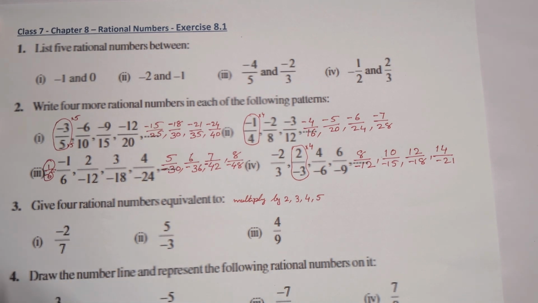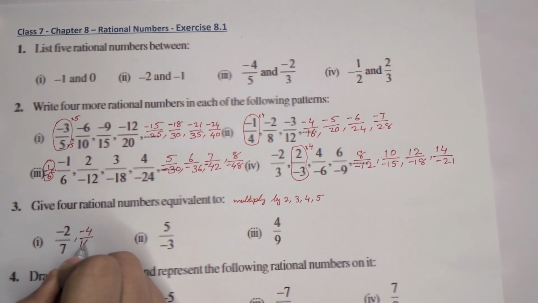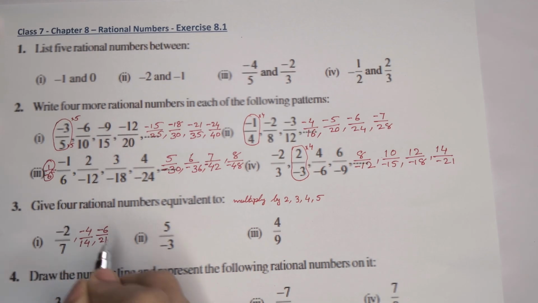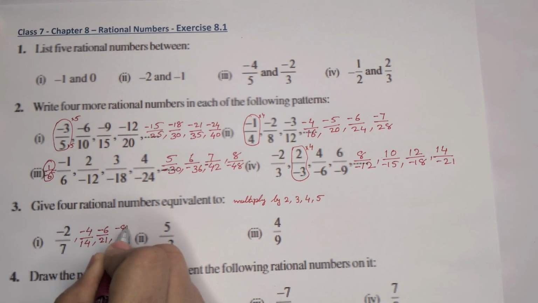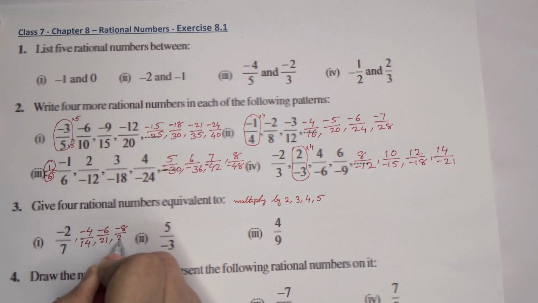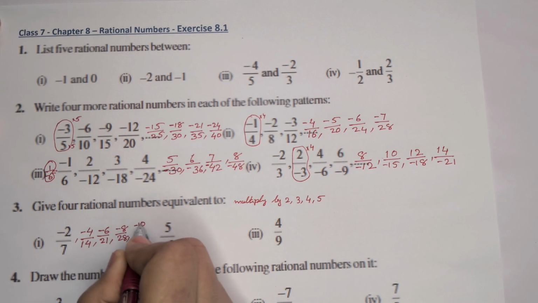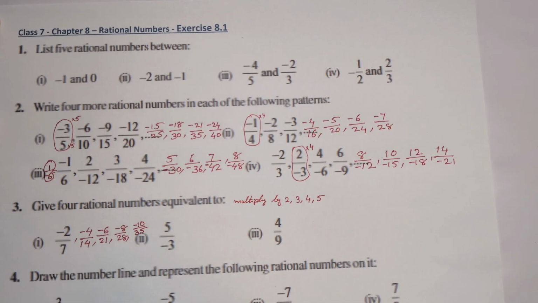So the first fraction is minus 2 by 7. When we are multiplying up and down by 2, we will get minus 4 by 14. Then multiply by 3, minus 6 by 21. Multiply by 4, then by 5. These are the 4 rational numbers.